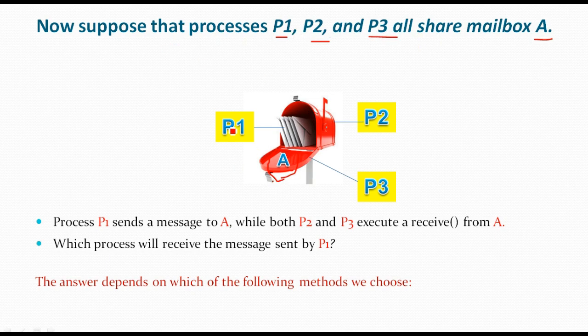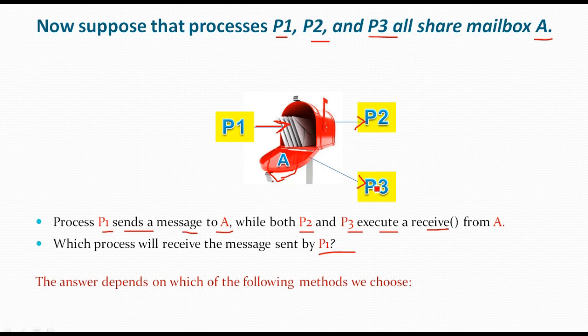Now we have three processes P1, P2, P3. Process P1 sends a message to the mailbox, while both P2 and P3 execute a receive from the mailbox, meaning they will receive a message from the mailbox. Now the question is, if P1 is sending a message to mailbox A, who will receive that message? P2 or P3 or both?